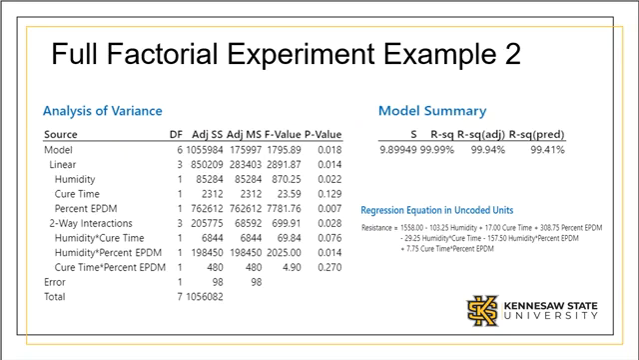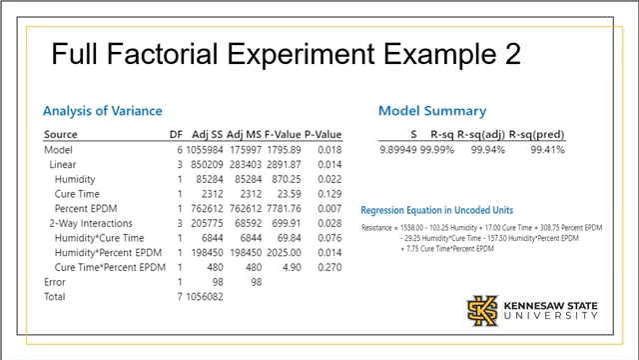On the left, we have the ANOVA table. Notice that humidity and percent EPDM are statistically significant at p-values of 0.022 and 0.007 respectively. We also see that the interaction between humidity and percent EPDM is also statistically significant at 0.014. The model summary on the right shows an R-squared of 99.99%. This means that 99.99% of the variability in the process can be explained by the model. This is very good. The regression equation is also shown.